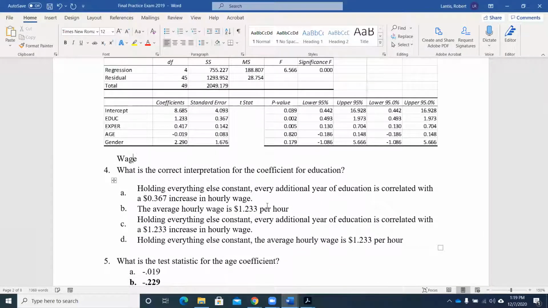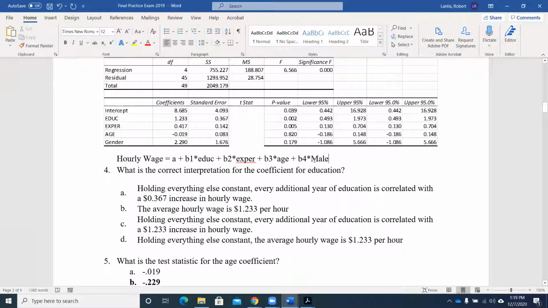What we're really doing is we said the wage, and to be more specific, the hourly wage, is a function of education, experience, age, and here I'll call the gender variable male just to make sure we remember that when it was 1, it represented that the individual was male, and 0 was female.